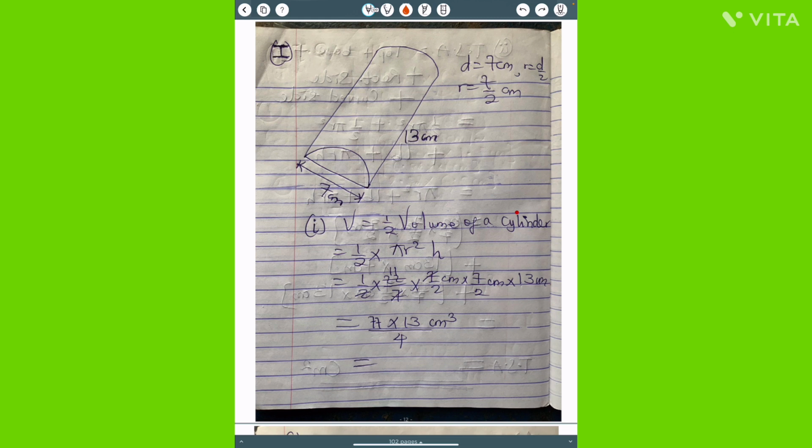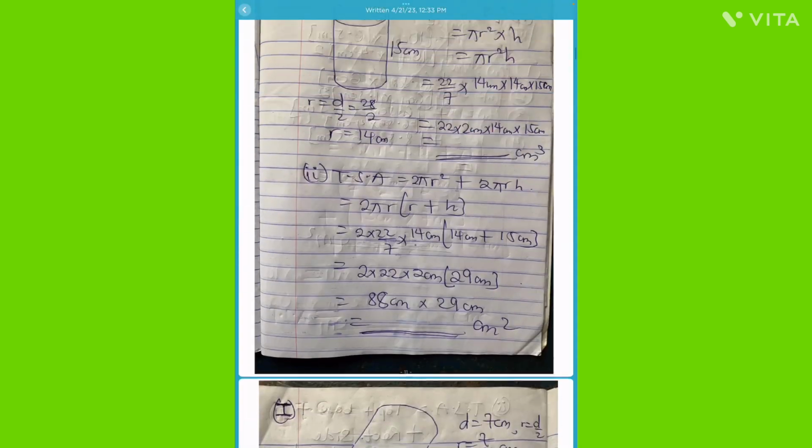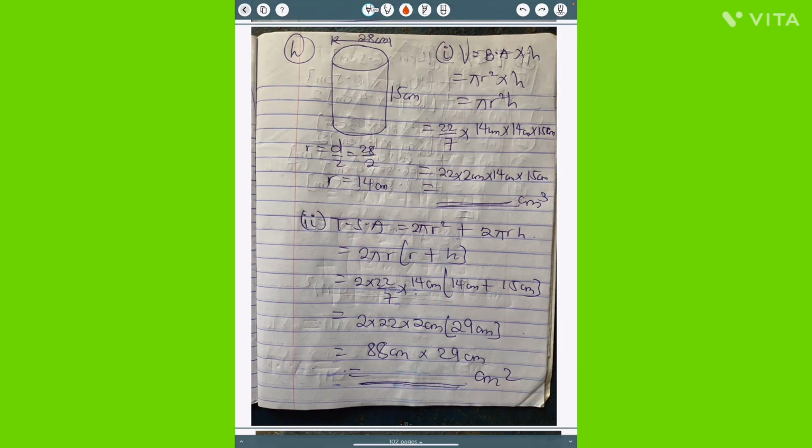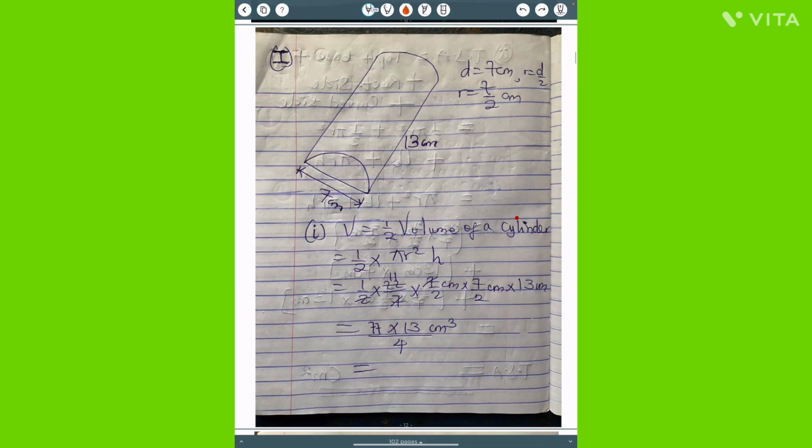So this one is half a cylinder. This is half a cylinder. It's like cutting your cylinder into two. It's like what you would get if you were to cut this into two. So it's a very simple question. The volume is just half the volume of a cylinder. That's half times pi r squared h.